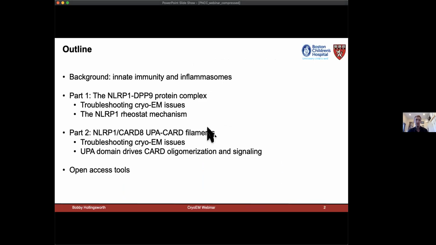First, I'll give some background into innate immunity and inflammasomes, in particular the NLRP1 inflammasome, and then I'll launch into our structural determination efforts for these poorly behaving regulatory protein complexes, and then talk about helical filaments. And within each section, I'll first discuss the challenges we faced, and then I'll talk about the core biological conclusions we had. At the very end, I'll just very briefly touch on these small proteins that we've started working on, in addition to different open access tools that we've started taking advantage of to hopefully accelerate research in our field and in structures in general.